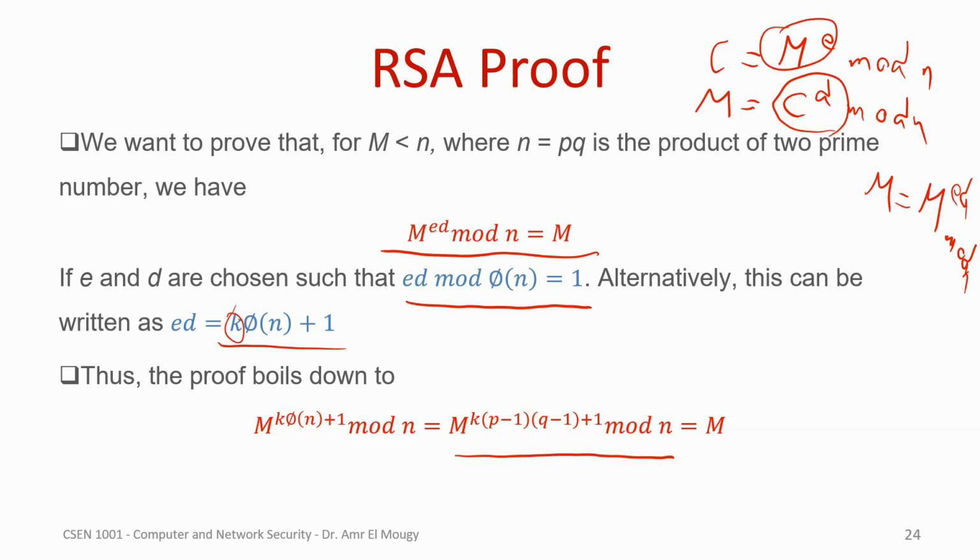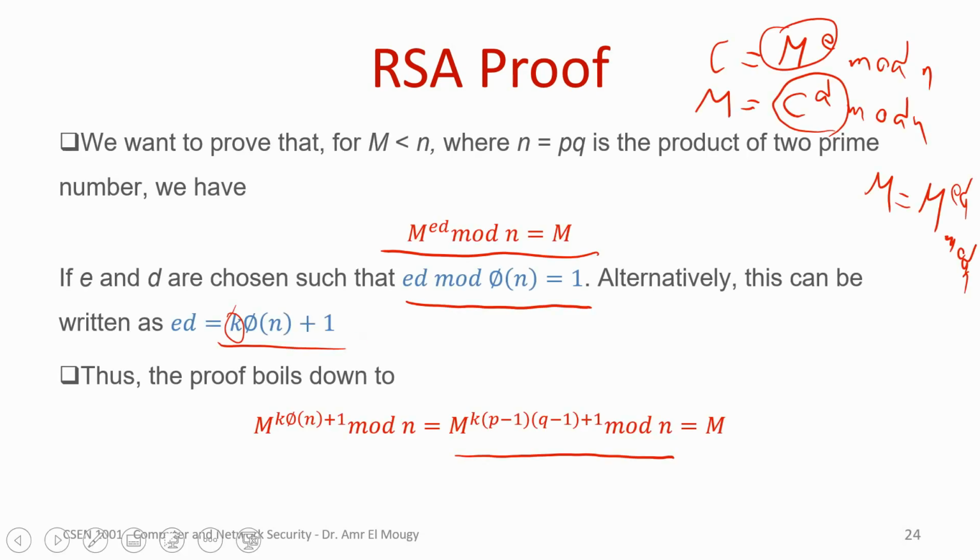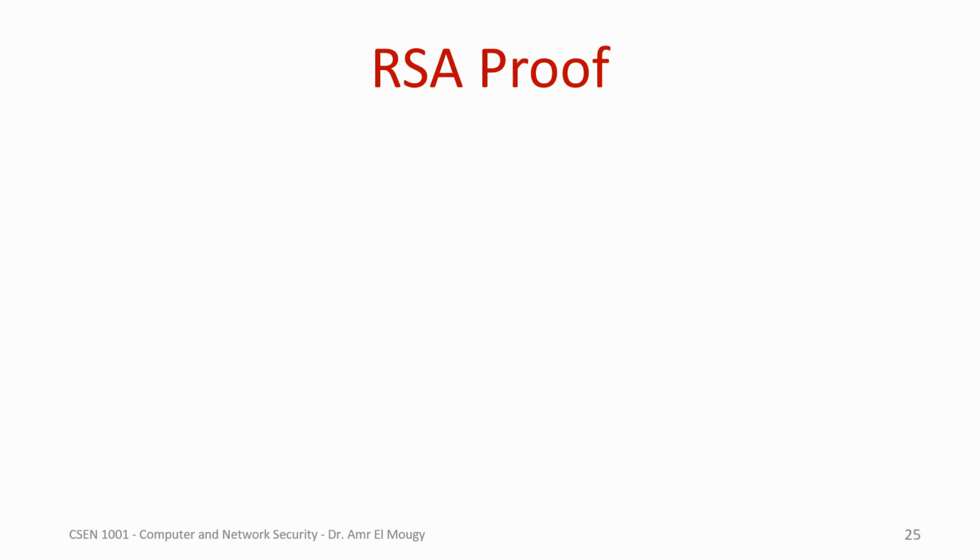Okay. Now we go into the proof. We want to show the proof in two steps. Basically, we want to prove that this equation, which is in mod n, is equal to m. We will do the proof by first doing it mod p, and then we will do the proof for mod q, and then we will be able to prove that mod n is equal to m. So the first case that we have is m power k p minus 1, multiplied by q minus 1 plus 1 mod p.